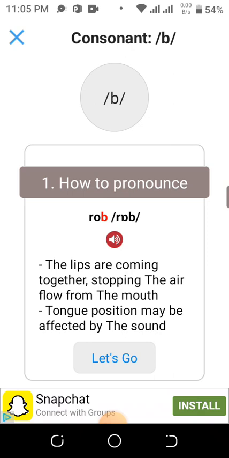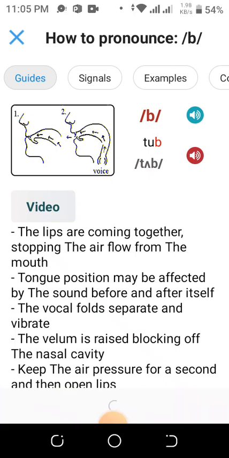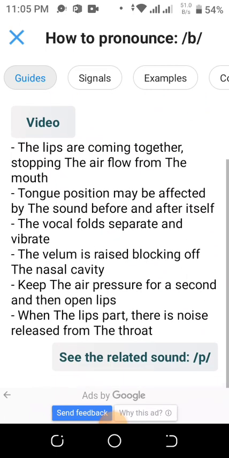Rob, rob. Okay, let's see how many letters we pronounce and where this specific sound is being pronounced. First of all, the lips come together. When we try to speak or pronounce this sound, our lips close, stopping the airflow from the mouth. Tongue position may be affected by the sound before and after itself.